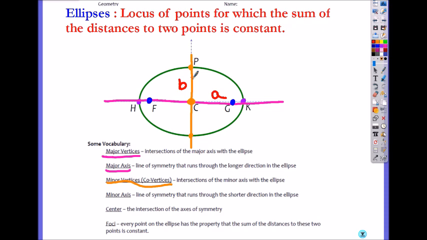And we can call the distance from the center to the foci, which will be the same for both, F. Okay? So this is A, the whole thing. The distance from the focus to the center, we will call F. And they have a relationship: F, the length from the center to the foci, squared equals A squared minus B squared.